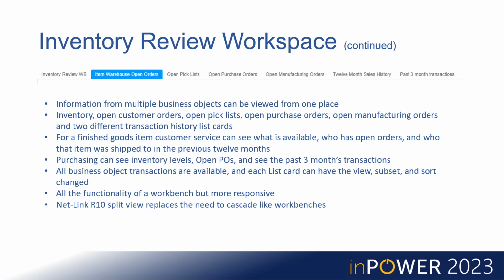Purchasing can see inventory levels. They can see what POs are open and what transactions have happened, so they can keep on top of their stuff. So all business object transactions are available, and each list card can have the view subset and sort change. You click the little query button and you can change what view subset and sort you're seeing in there, just the same as if you were in the business object.